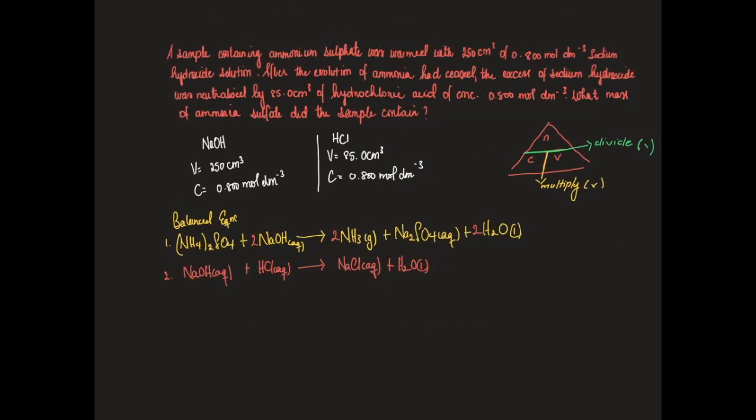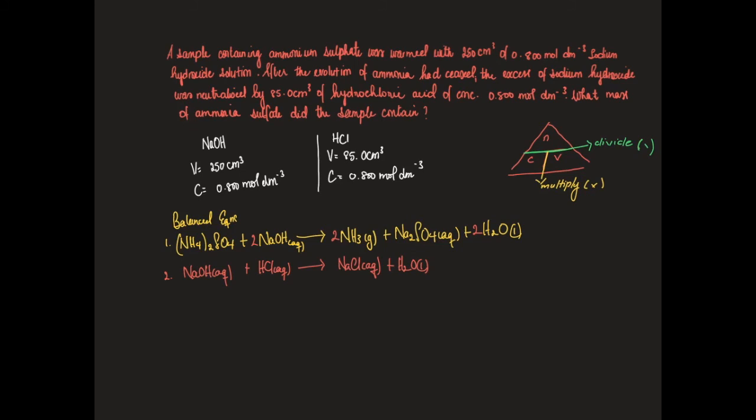Let's take a look at this next question. A sample containing ammonium sulfate was warmed with 250 cubic centimeters of 0.800 mole per cubic decimeter sodium hydroxide solution. After the evolution of ammonia has ceased, the excess of sodium hydroxide was neutralized by 85 cubic centimeters of hydrochloric acid of concentration 0.500 mole per cubic decimeter. What mass of ammonium sulfate did the sample contain?